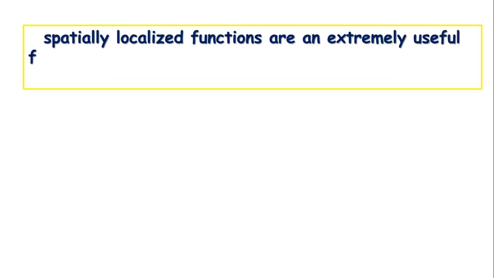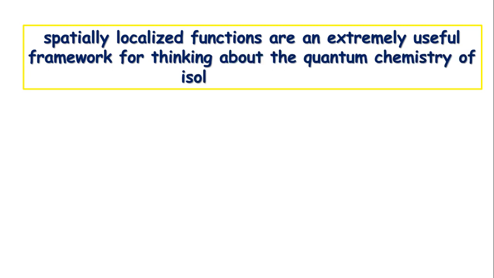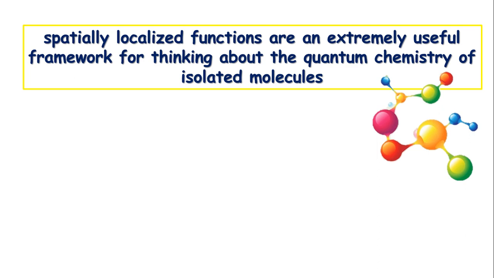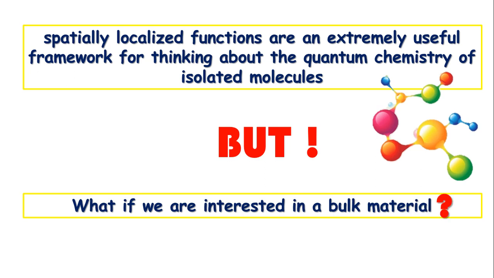Spatially localized functions are an extremely useful framework for thinking about the quantum chemistry of isolated molecules, because the wave functions of isolated molecules really do decay to 0 far away from the molecule. But what if we are interested in a bulk material, such as the atoms in solid silicon? We could still use spatially localized functions to describe each atom and add up these functions and describe the overall material. But this is certainly not the only way forward.